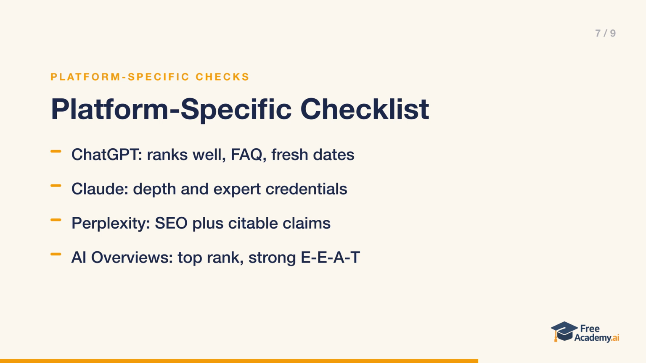For Perplexity, strong SEO fundamentals, specific citable claims, comparison content available, and featured snippet optimization. For Google AI overviews, top search rankings, informational query targeting, structured content built for extraction, and strong EEAT signals. Notice the overlap. Good rankings, specificity, and clear structure show up almost everywhere, so start there, then tune for the platform that matters most to your audience.